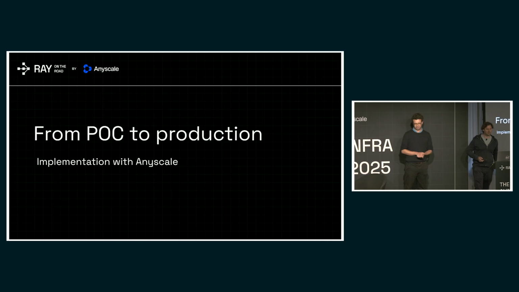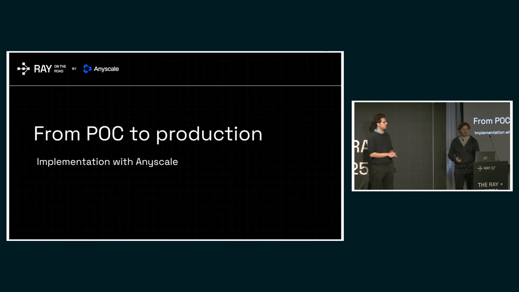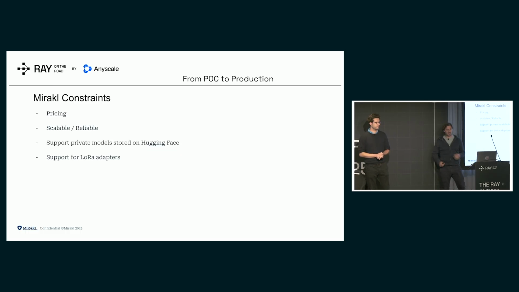Okay, so I'm going to walk you through how we implemented the inference of LLMs and how we validated our approach with a proof of concept. But first, before choosing a solution, I have to define the Mirakl constraints for this project. The first one is the most important one, the pricing. Like Arthur said, at production scale, the price with OpenAI's model will be $500,000 per month, and that's simply not sustainable.